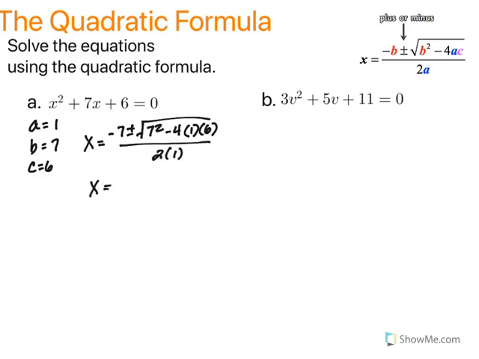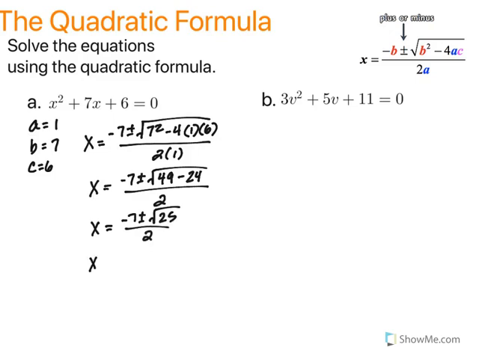Now let's simplify underneath the radical. So we have negative 7 plus or minus the square root of 7 squared, which is 49, minus 4 times 1 times 6, which is minus 24, all over 2. We simplify that further, we get negative 7 plus or minus the square root of 25 over 2, and then let's go ahead and separate this into two equations.